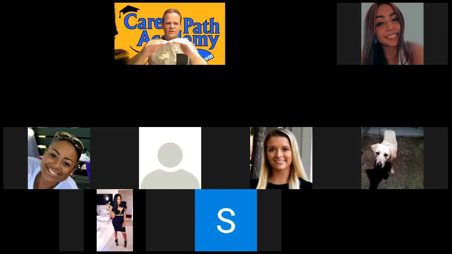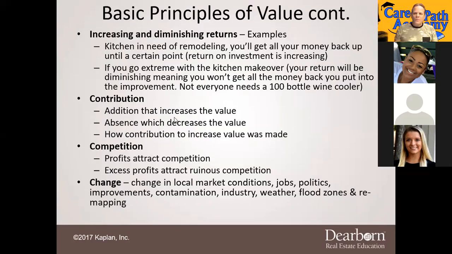So any improvement that we do, we're going to get our money back on it up to a certain point. But once you start going extreme with that makeover, your return starts diminishing. You're going to get less money back. So your returns are going to start increasing up to a point, but then when you go overboard, your return starts diminishing. That's what increasing and diminishing returns are. So you don't want to go extreme with those makeovers. Like I said, not everybody needs a 100 bottle wine cooler in their kitchen.